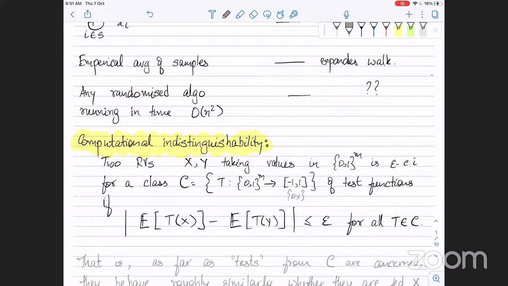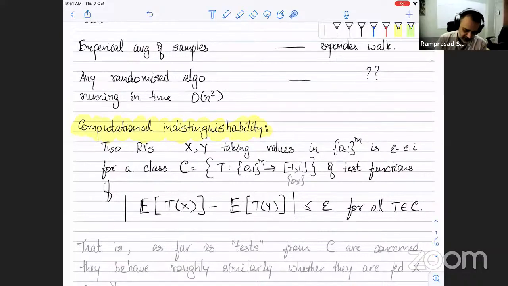Okay. Thank you. So just one thing I'd like to add is that if you think of the range as being {0,1}, this statement is the same as saying the probability that T of X equals 1 versus the probability that T of Y equals 1 is roughly similar, because the expectation is just going to be that. So if the range is {0,1}, you can replace expectations with the probability that T on the distribution X returns 1, and I want this to be roughly equal to the probability that T on the distribution Y returns 1.